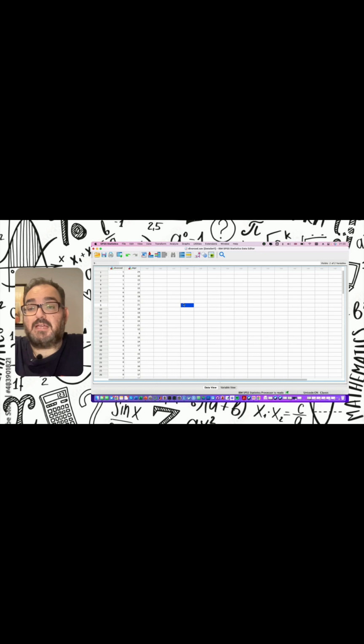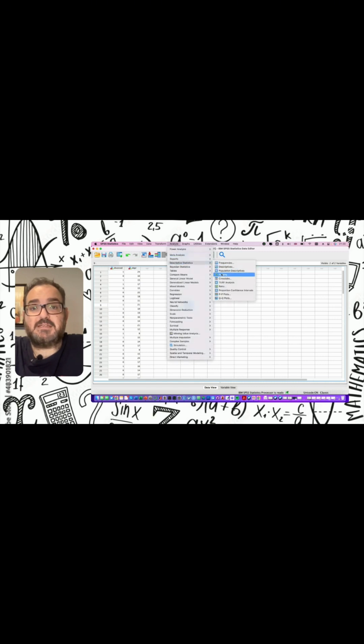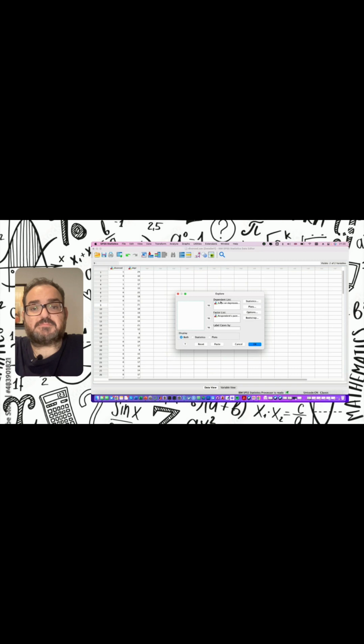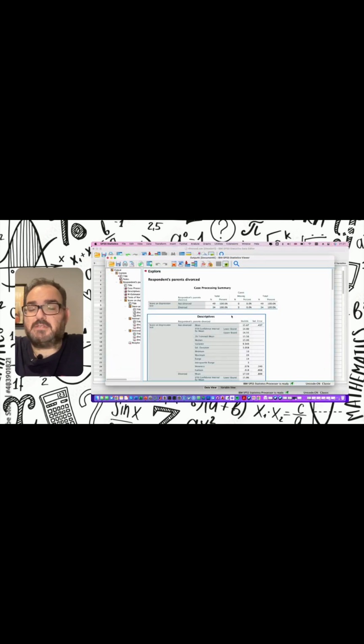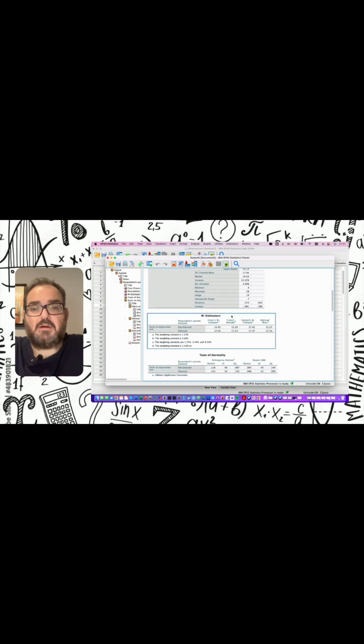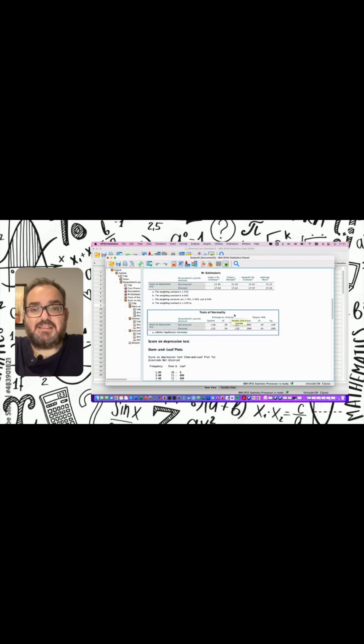Before moving on to perform an independent t-test, we should check the normality. How do we do that? We go to Analyze, Descriptive Statistics, then Explore. We put the dependent variable on the dependent list, in our case the depression, and in the factor list we put our grouping variable, so it's the divorce. Then we go to Plots, and we click here Normality Plots with Tests, and we press Continue, and then we press OK.